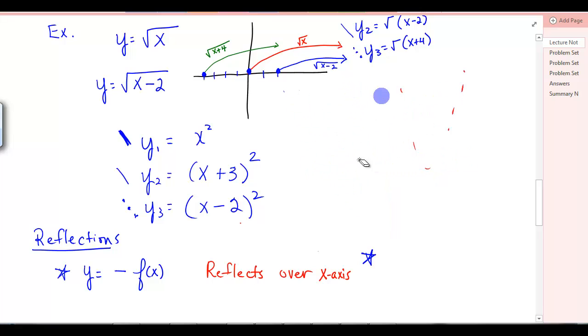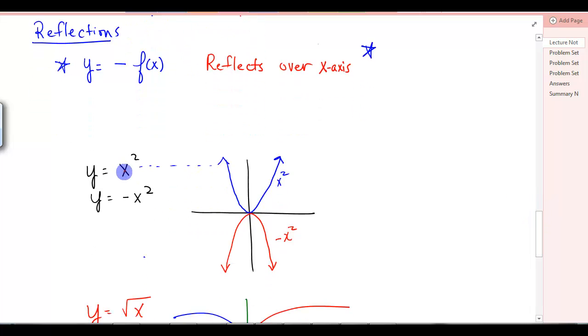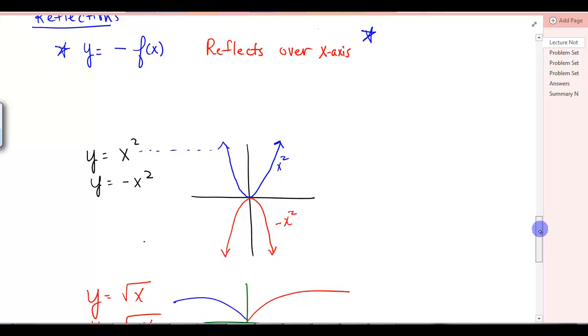All right. Let's also talk about reflection. If you have y equals negative f of x, and we've seen that a little bit. We've talked about upside down parabolas. So x squared, here's your basic x squared. If you have negative x squared, it turns upside down, reflects over the x-axis. Does that make sense? Hopefully that's what you'll see.